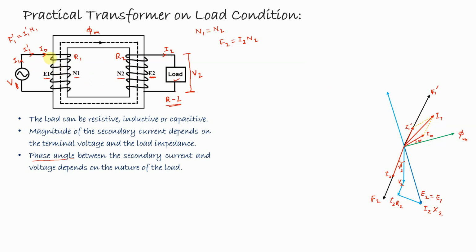Now, the current that is flowing in the primary winding is I1. And when this I1 current is flowing through the resistance of the primary winding, then definitely there will be a voltage drop. And this voltage drop will be again in phase with the current. So here it is I1 into R1. That is the voltage drop in the primary winding because of the primary current. And as we have already discussed, there will be a reactive voltage drop also. So this is the reactive voltage drop in the primary winding, and it will be I1 into X1.